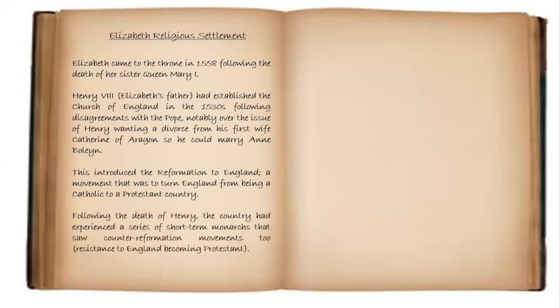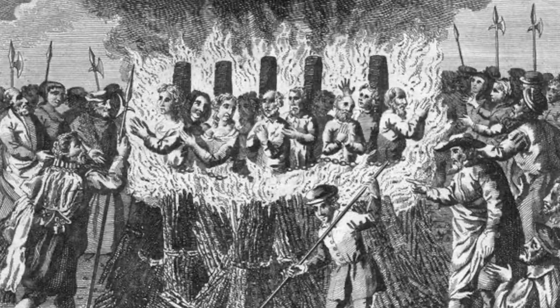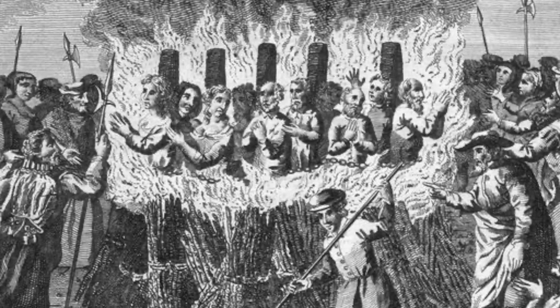This introduced the Reformation to England, a movement that was to turn England from being a Catholic to a Protestant country. Following the death of Henry, the country had experienced a series of short-term monarchs that saw counter-Reformation movements too. That's resistance to England becoming Protestant. This had caused many religious conflicts in England. Mary I had even burned 300 Protestants at the stake during her reign.